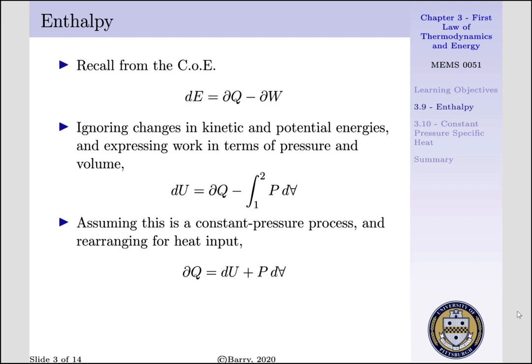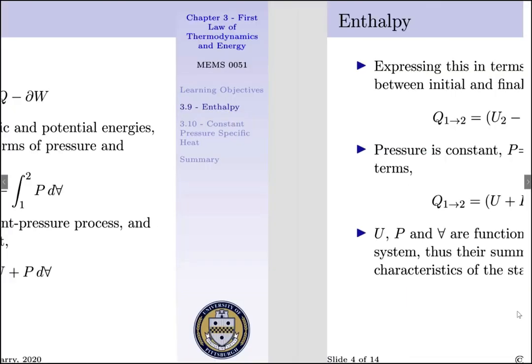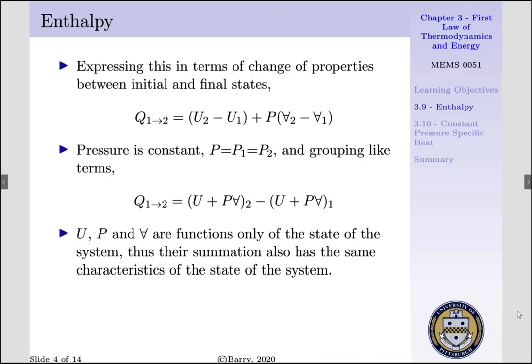Now, if we have a constant pressure process, P comes outside of the integrand, and we'd have merely the change of volume. Thus, we can re-express our conservation of energy equation in terms of our heat input. That is, delta Q would be equal to dU plus PdV. Now, if we express this in terms of change of properties between our initial and final states, we can say our heat supplied going from state 1 to state 2 is equal to the difference of internal energies between state 2 and state 1, plus our pressure times our change of volume between state 2 and state 1.